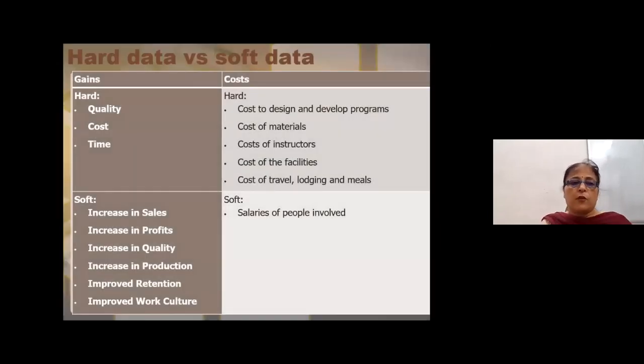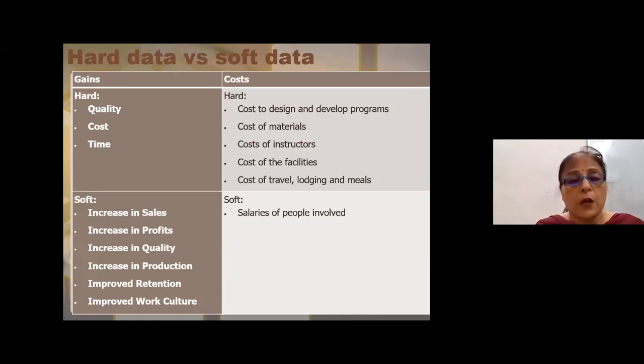If you were calculating gains, then hard data is about quality, cost and time. For example, in 1 hour, this person used to settle so many bills, but after the training, in 1 hour, the number has increased by, say, 20%. The cost is less. Our cost in production is reduced. The quality of the product has increased, and that can be measured. So gains in hard data are quality, cost and time, which are discernible, which you can know are happening.